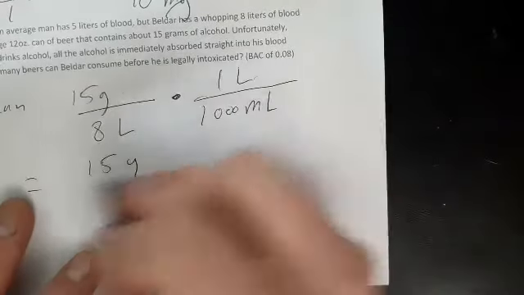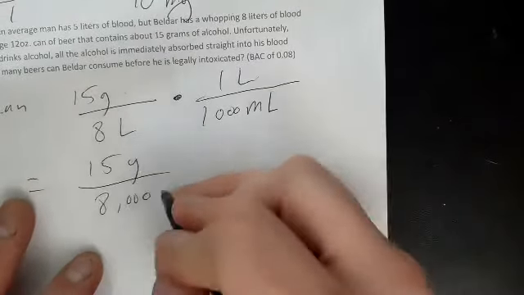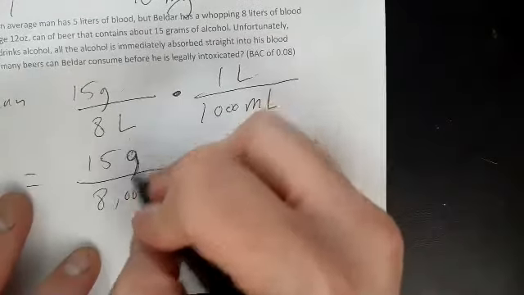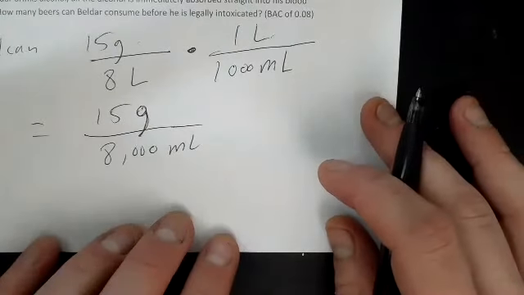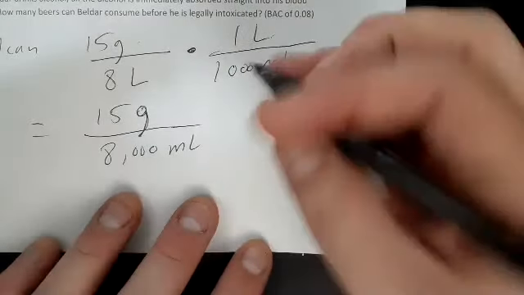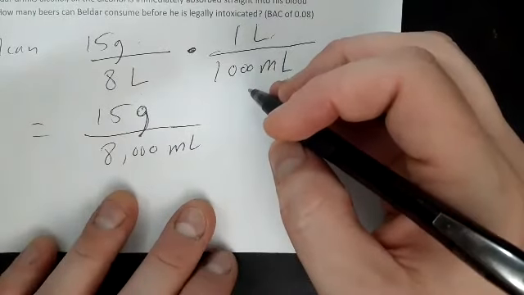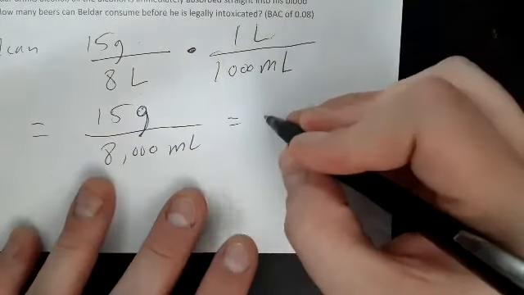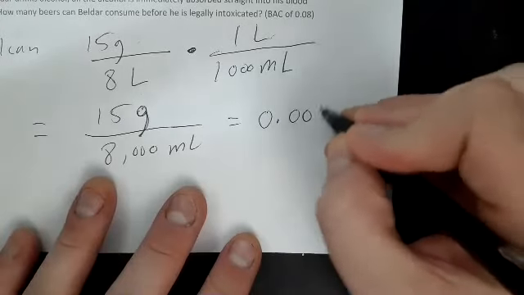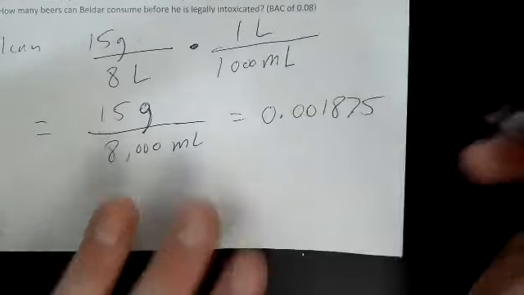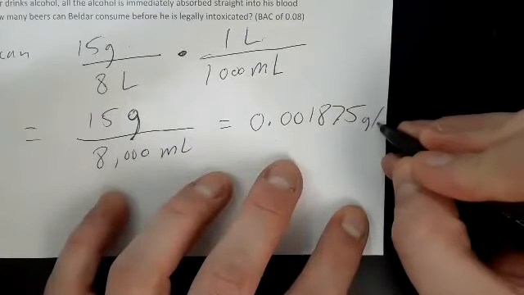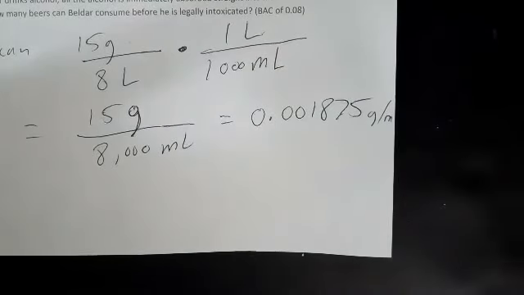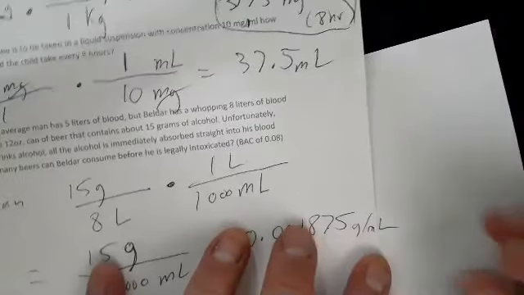So you might notice he's getting 15 grams for 8,000 milliliters. And this is giving 0.001875 if I throw it into a calculator. This is what I'm going to get, and this is a measurement in grams per milliliter. I'm running out of room here. Oh, there we go.